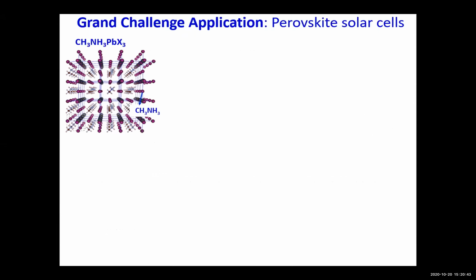So if we look at a perovskite solar cell, it has lead in it. Lead is a heavy atom.